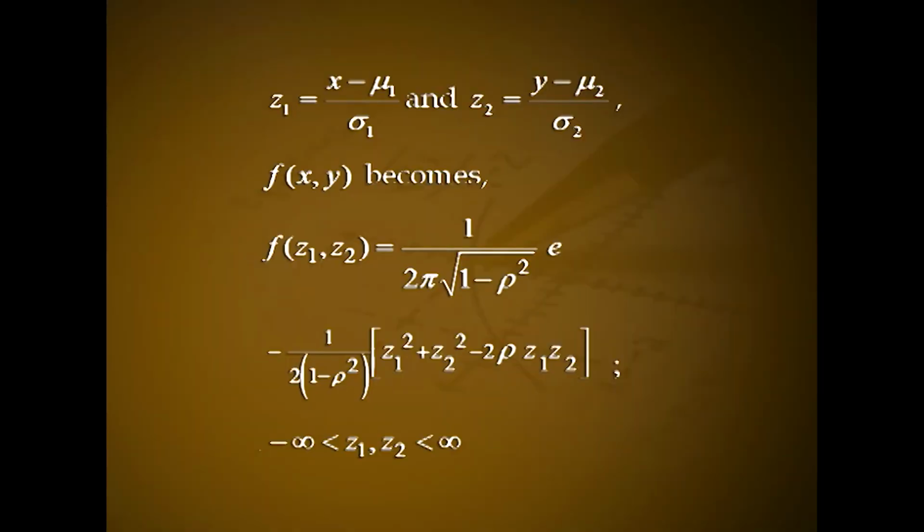When normalizing by considering z1 equal to (x minus mu 1) divided by sigma 1 and z2 equal to (y minus mu 2) divided by sigma 2, f of x, y becomes f of z1, z2 equal to 1 divided by 2 pi times the square root of 1 minus rho square, times e raised to minus 1 divided by 2 times (1 minus rho square), times (z1 square plus z2 square minus 2 rho z1 z2), for minus infinity less than z1, z2 less than plus infinity.